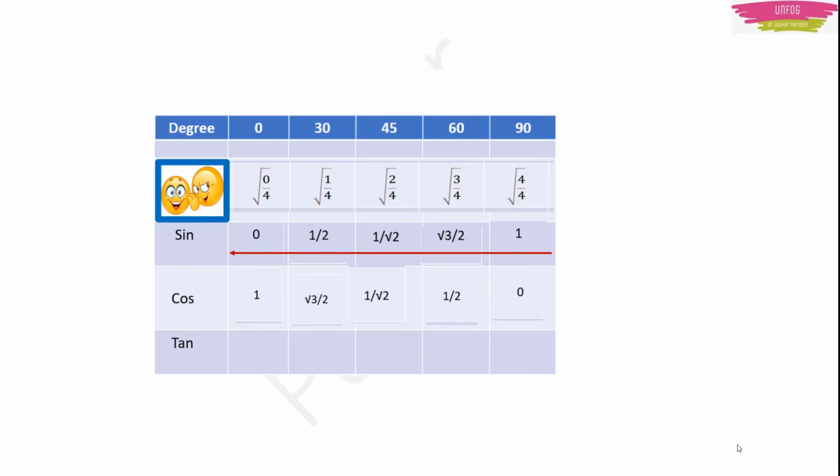Okay. Now tan is very easy. Why? Because tan theta is equal to sin theta by cos theta, right? Just divide: 0 by 1 will be 0. Then half by root 3 by 2 will be 1 by root 3. Then 1 by root 2 by 1 by root 2 will be 1. Then root 3 by 2 by 1 by 2 will be root 3. 1 by 0 will be not defined or infinity.